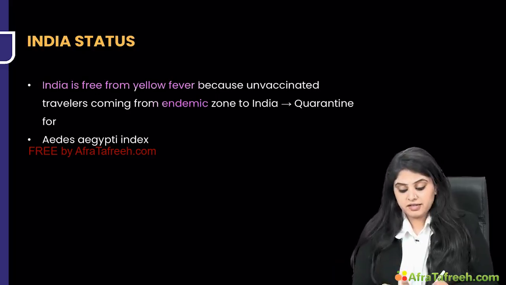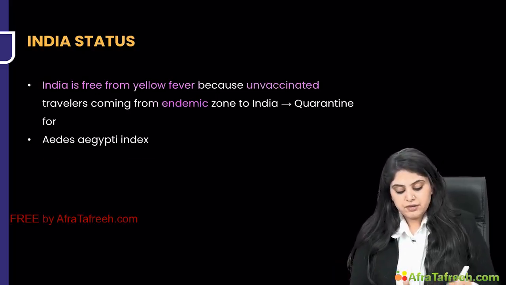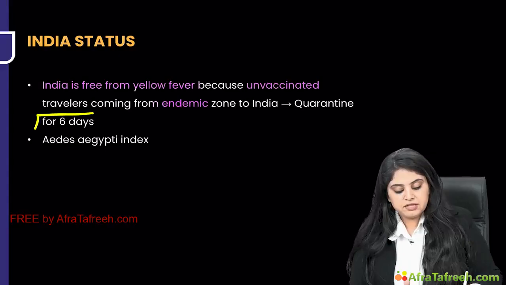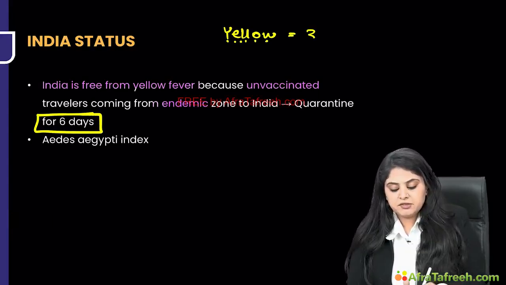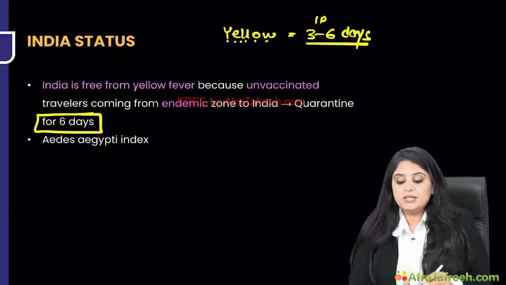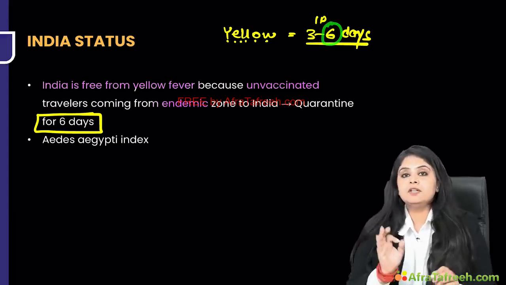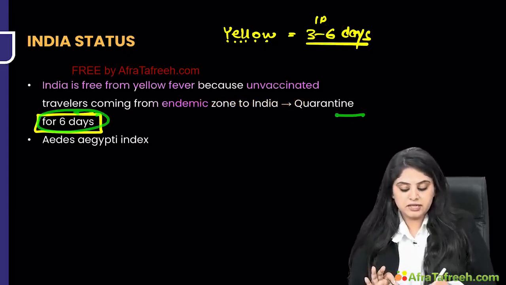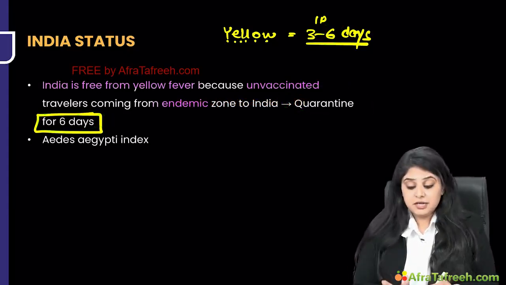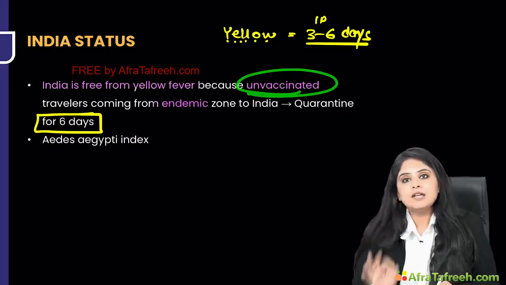If the person is unvaccinated, we make sure that a quarantine of 6 days is maintained. Why 6 days? Because how many alphabets does yellow have? It has 6 alphabets. Remember, the incubation period was 3 to 6 days, which means that if someone has to have yellow fever, he will start manifesting it maximally by the 6th day. So we make sure we isolate and quarantine a person for 6 days only if he or she is unvaccinated.